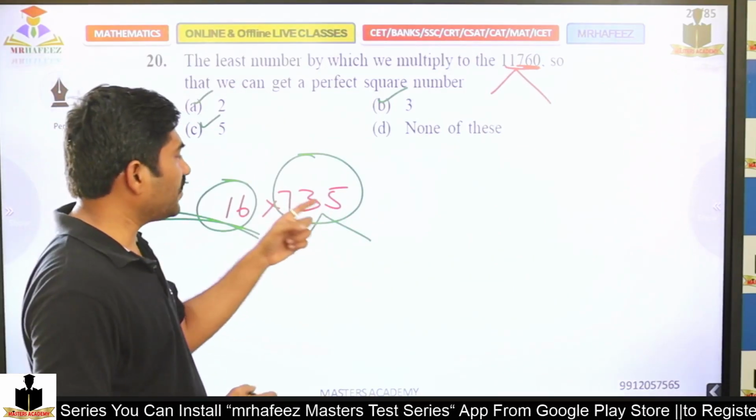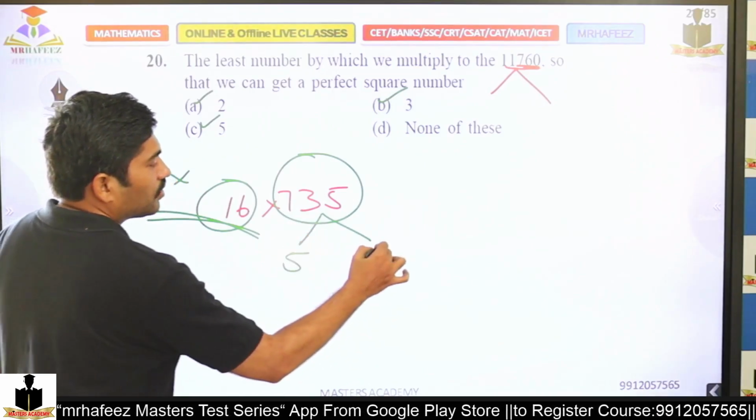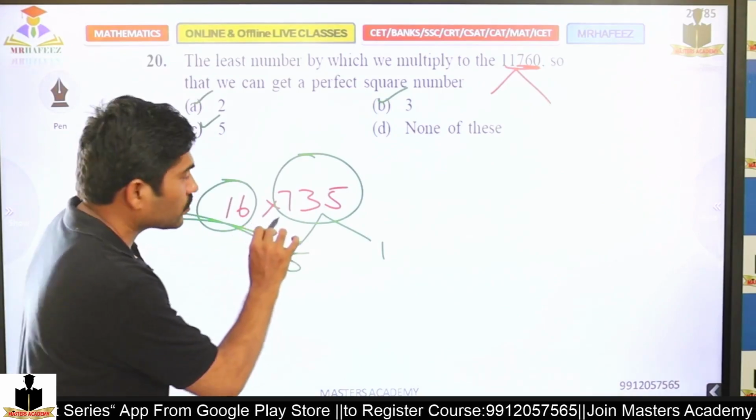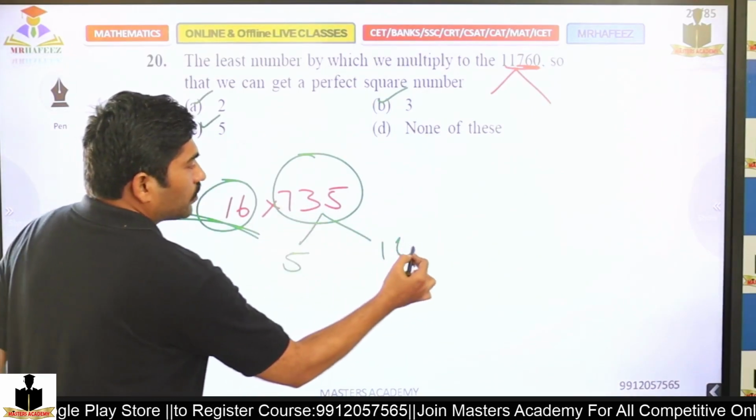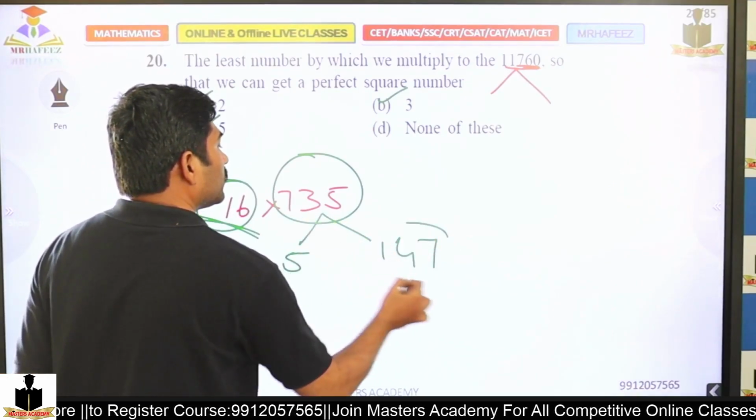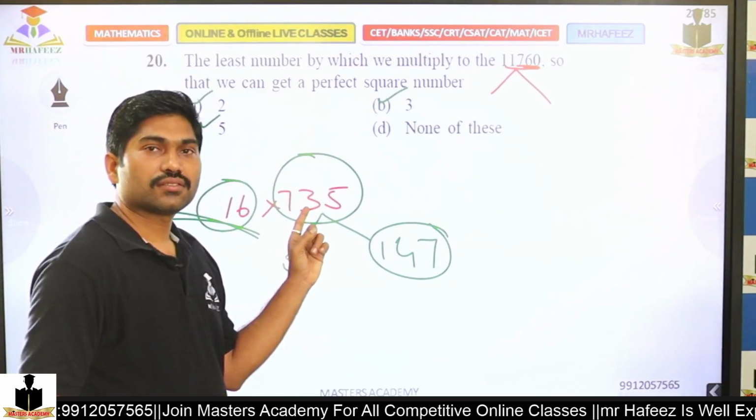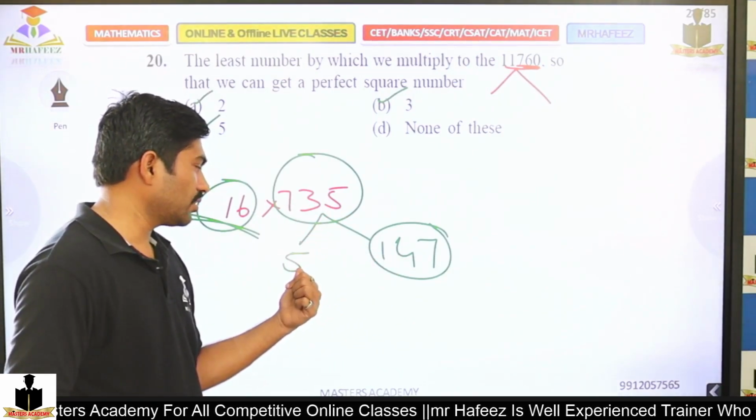So is it divisible by 5? Yes, it is divisible by 5. 5 how many times 7? 5 1 time 7 is 5. 5 4 times is 20, 23. 5 7 times is 35. So it's 147 times 5.